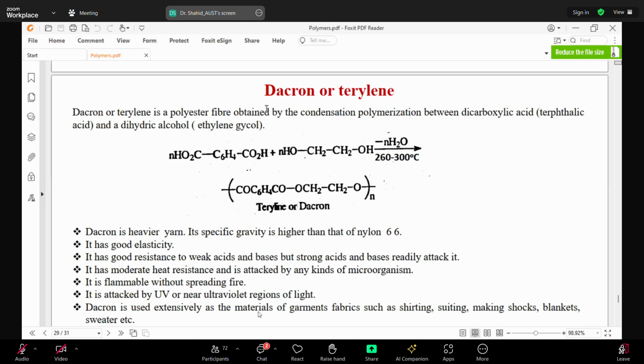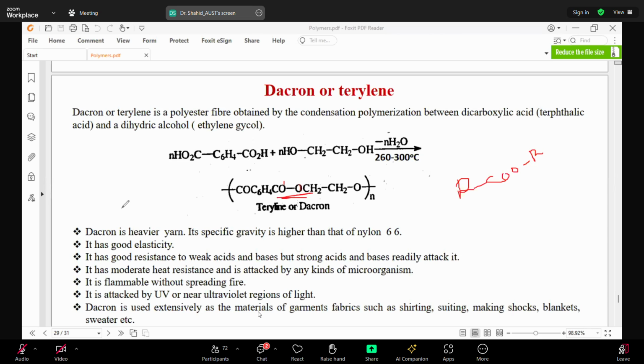So Dacron is formed by condensation polymerization between a dicarboxylic acid and a dihydric alcohol, ethylene glycol, at 260 to 300 degrees centigrade, with removal of H2O. This is the structure of Dacron, and this is a polyester. So the ester group, you know, is RCOOR. COO is the ester group. Okay, understand?